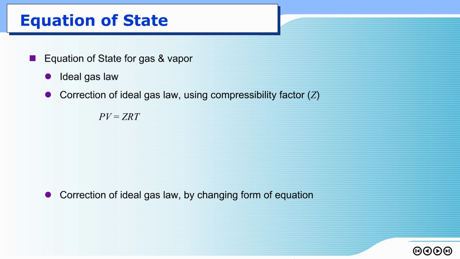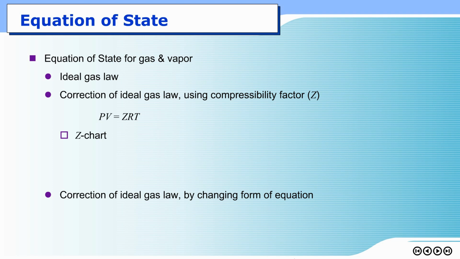For the first one, the use of compressibility factor. Originally, the ideal gas law is PV equal to RT. If we introduce another factor called Z, or compressibility factor, this variable can be used as a correction factor to make the equation fit the experimental data or real behavior much better. But the Z itself is not a constant. It can be derived or found in various ways.